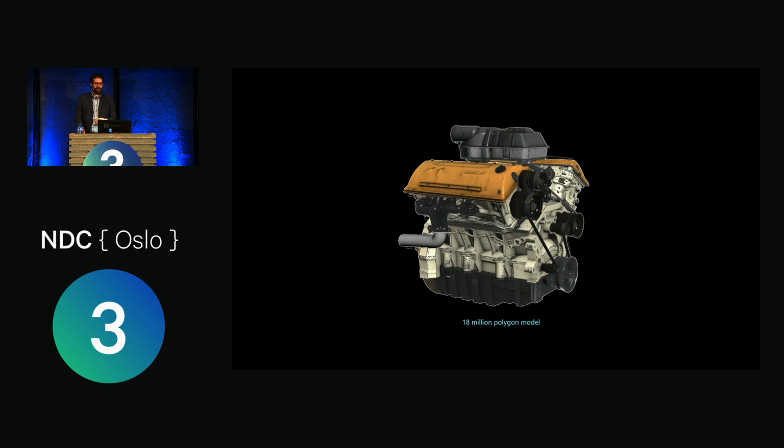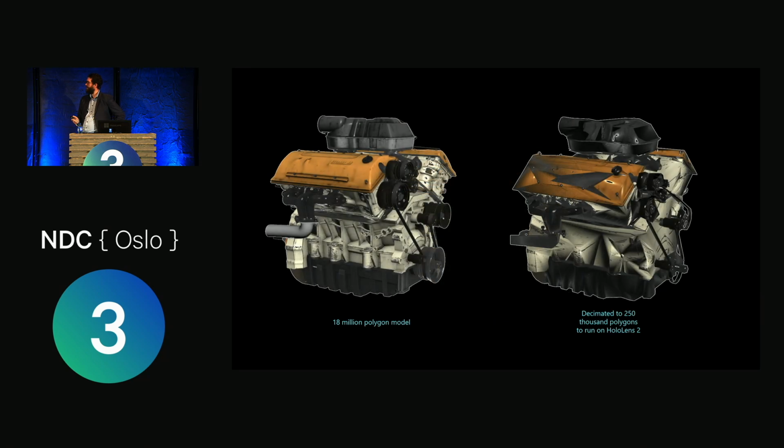So 18 million polygons is too much for the HoloLens 2 as is. The HoloLens 2 can handle without dropping performance about, say, this other model here, 250,000 polygons. Or you can go a bit higher, maybe up to 1 million, depending on other aspects of the 3D model, the materials you're using, the textures you're using. But this is about the safe range that you can get away with.